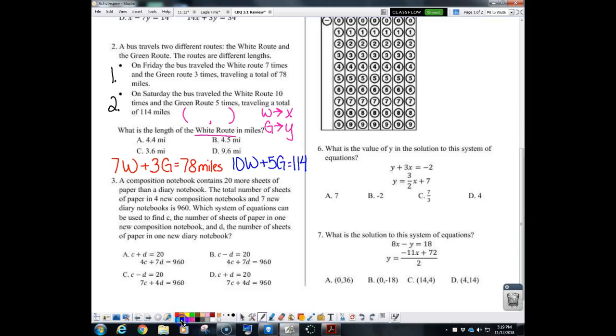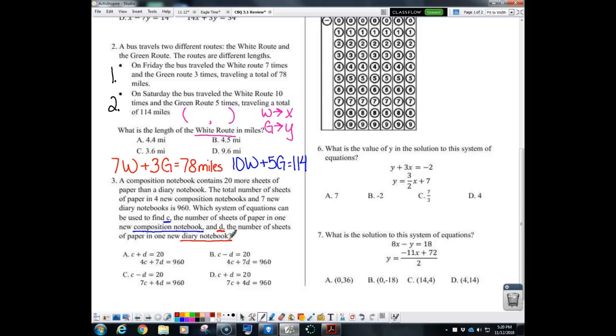So right off the bat, I like to separate my variables. C, where's C? C is the number of sheets in a composition notebook. That's just a lot of words. So you know it's the number of sheets in a composition notebook, okay? And then D is the number of sheets of paper in a new diary notebook, okay? So C is the composition, D is the diary.